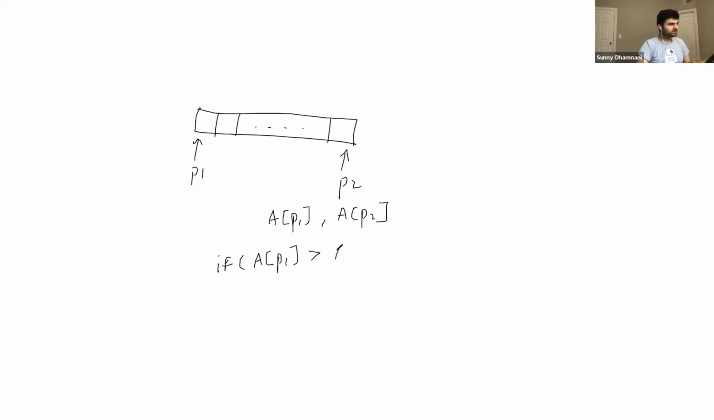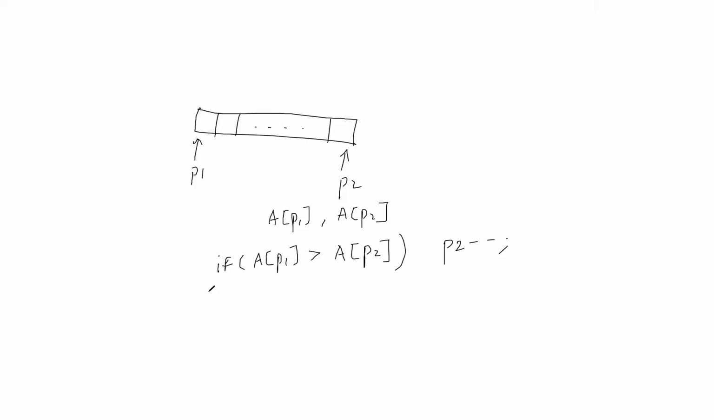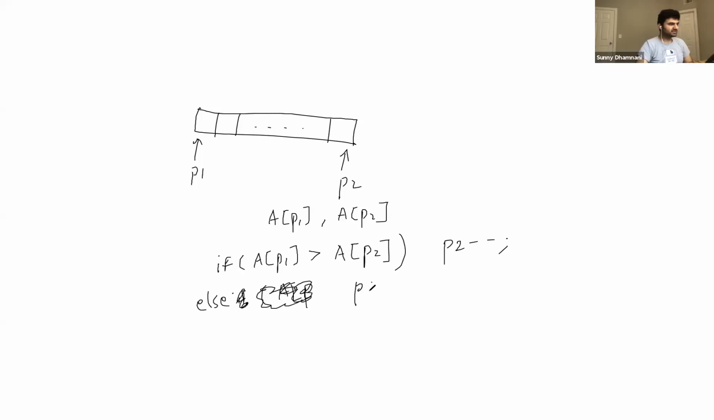So if A of P1 is greater than A of P2, then we will decrease the value of P2. Here P2 was minimum, so I found the best solution for P2, so I can now move P2 left, right? Else, we will increment P1. I can directly write else, because if they are equal, it doesn't matter whichever one you increase or decrease. So I can just ignore all of this and just increase P1.